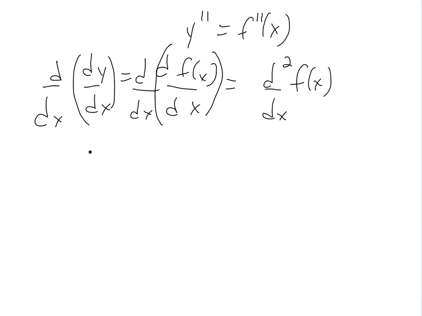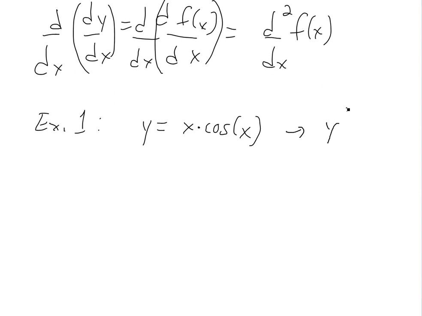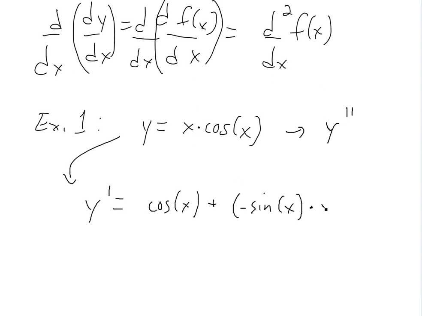So let's look at an example. Example 1. Let's say y is equal to x times cos x, and we want to get y double prime. First we do the derivative initially, so y prime is equal to, we'll use the product rule. The derivative of x is just 1, so we have cos x plus the derivative of cos x, which is negative sine x, and then we times by x.